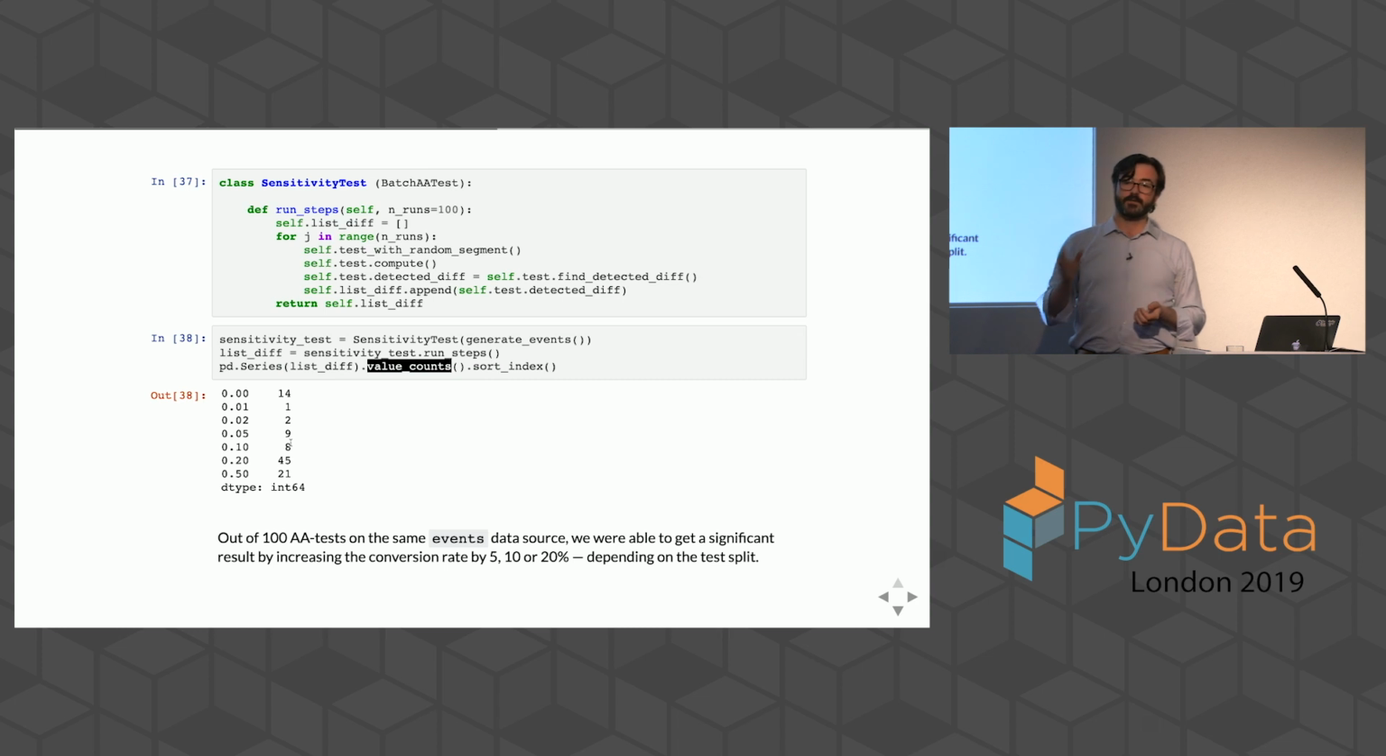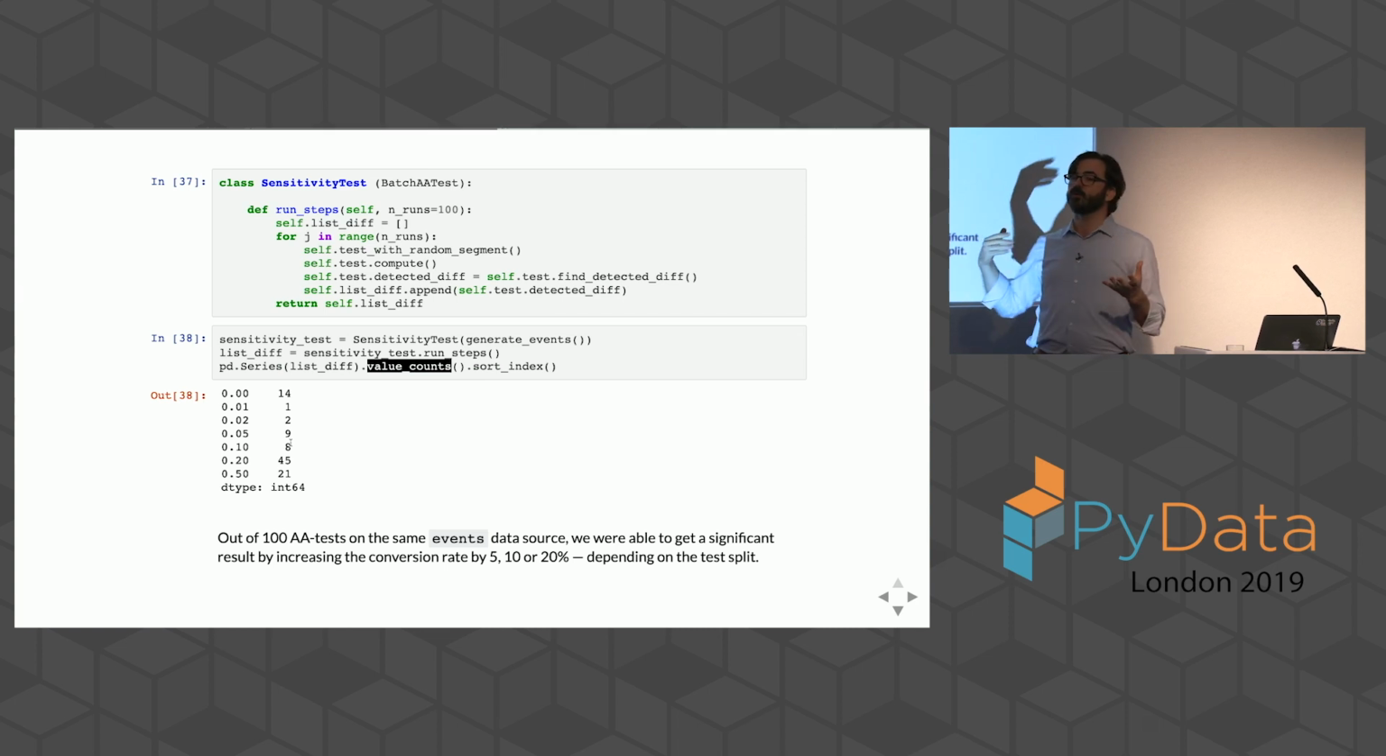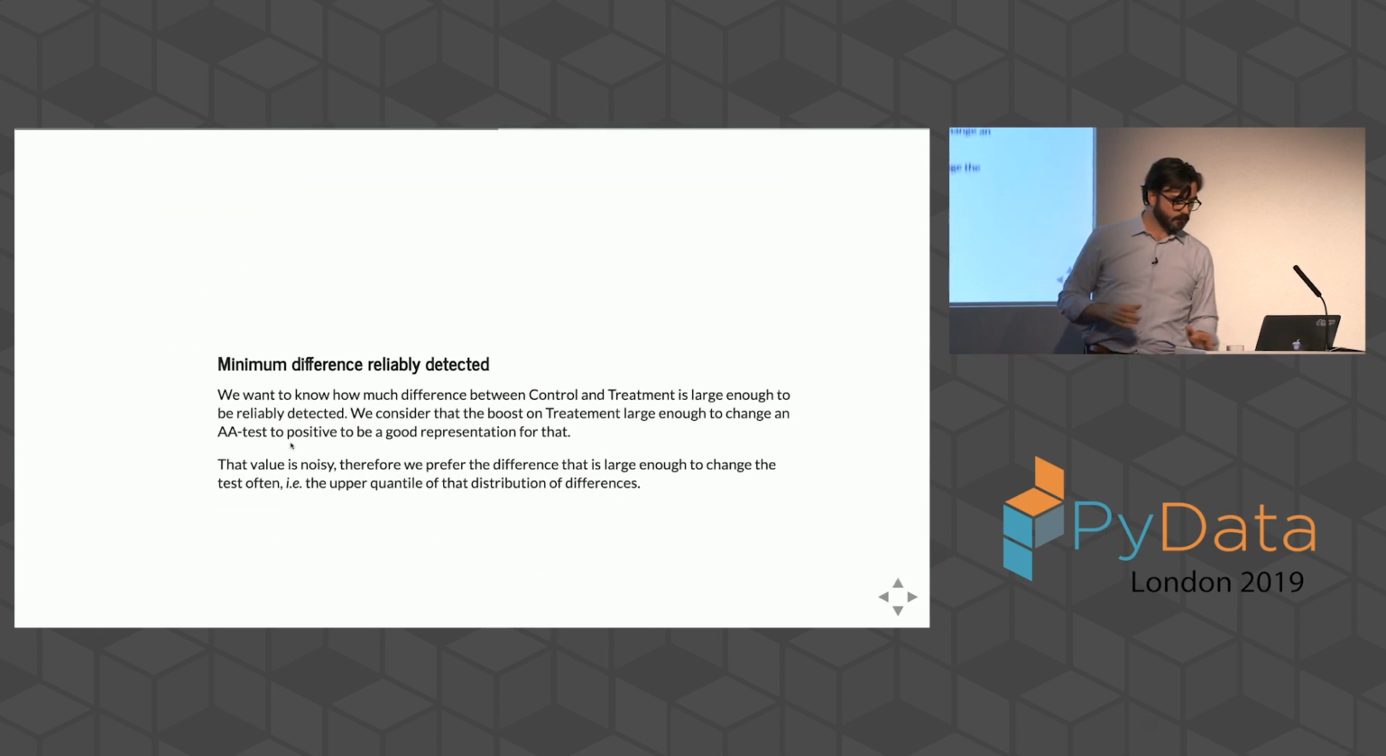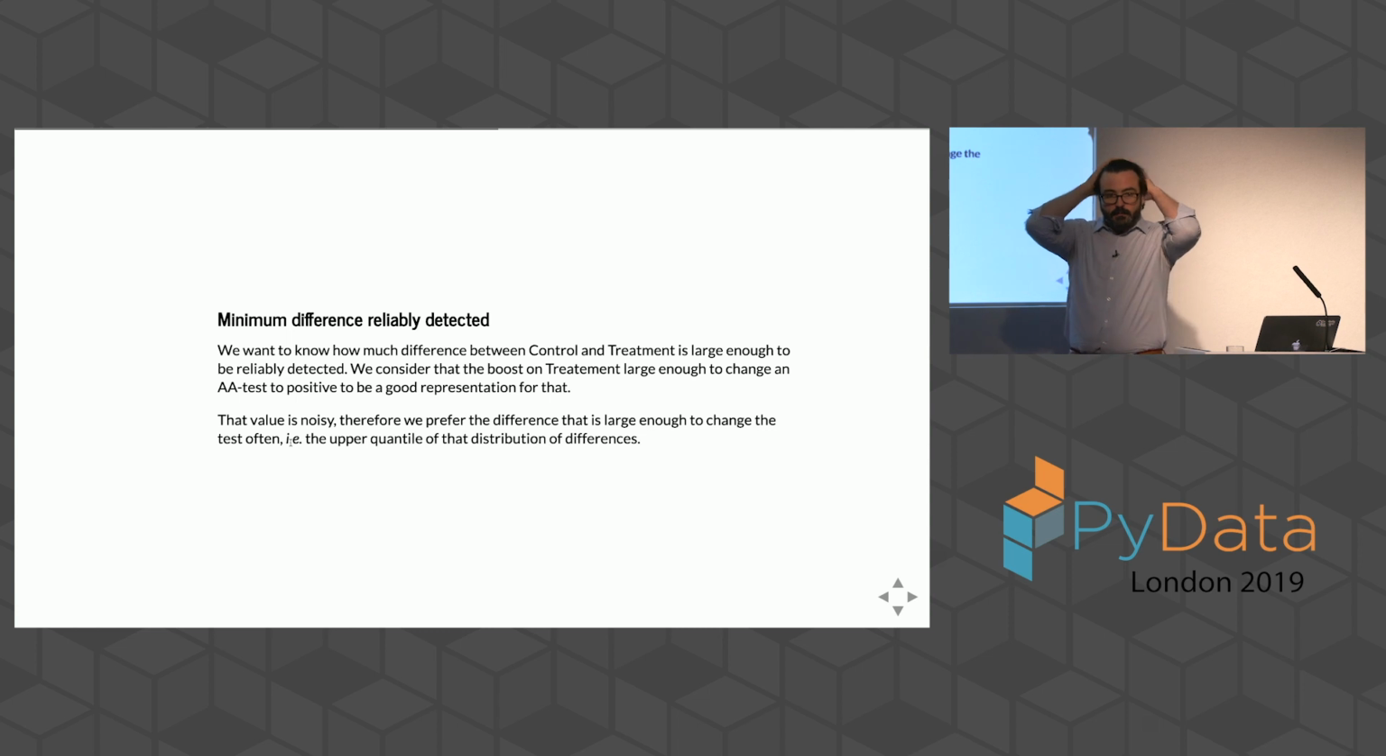What is interesting is that for 20% of your A tests, for 21 out of 100, you need to increase treatment by 50% for your test to be like, oh yeah, no, now I see a difference. So this is not very sensitive to change. You need to change dramatically your result for the test to be like, oh yeah, no, there's something there. Does it make sense?